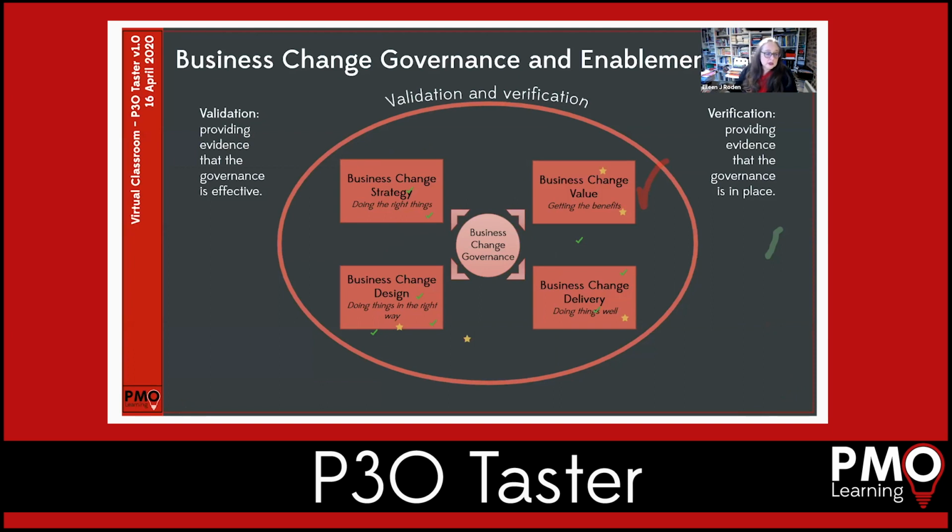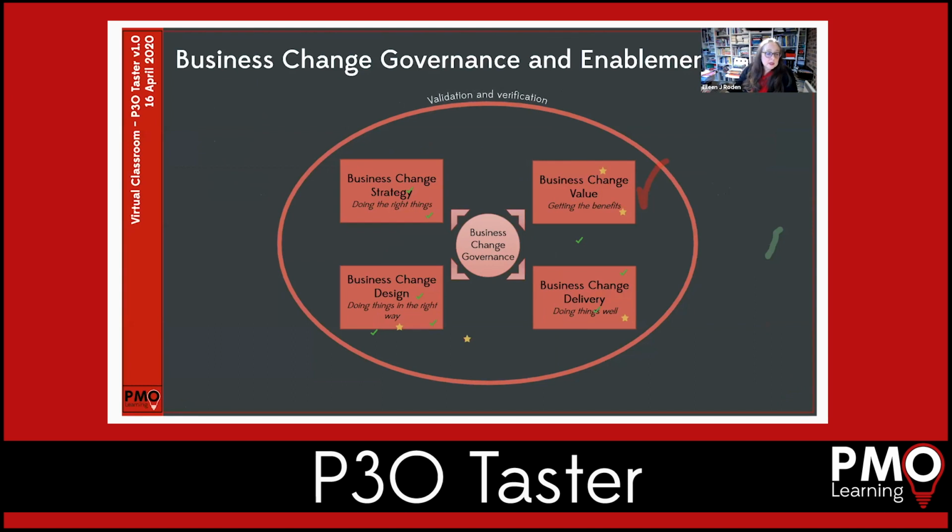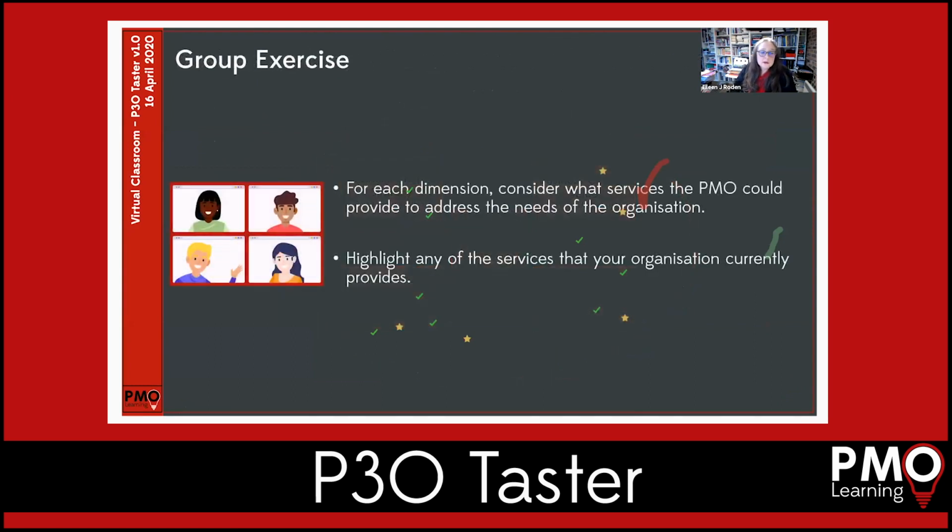What I'd like you to do in your groups is have a look at each of those dimensions and consider what services the PMO would offer. So if we're an organization where we're not very good at delivering projects and we want to do the business change delivery, what kind of services would we offer, and what services does our PMO offer our organization now?